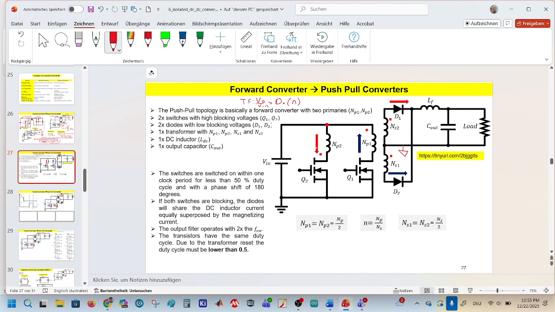And a DC inductor, L of F, actually, this should be filter inductance, and which has the polarity of plus and minus, as shown like that.